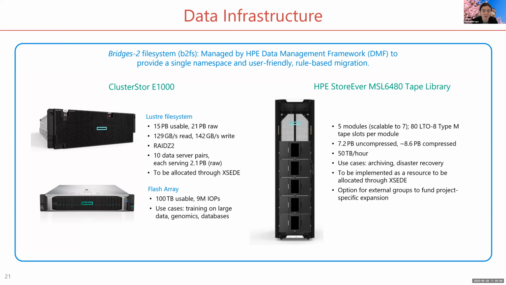In terms of data infrastructure, Bridges-2 will offer 3 tiers of storage that span needs from very fast access to disaster recovery. The large flash array with 100 terabytes will allow training on much larger data sets. Just to have a point of reference, the current DGX2 that we offer on Bridges-1 has only 30 terabytes of storage in flash. This large flash array will also allow large graph analytics and certain data-intensive genomic workflows.